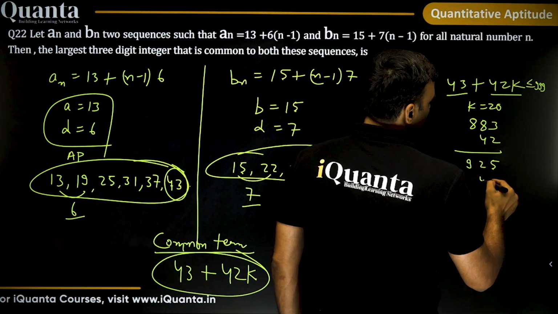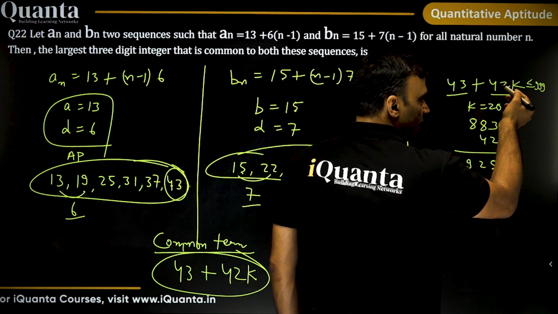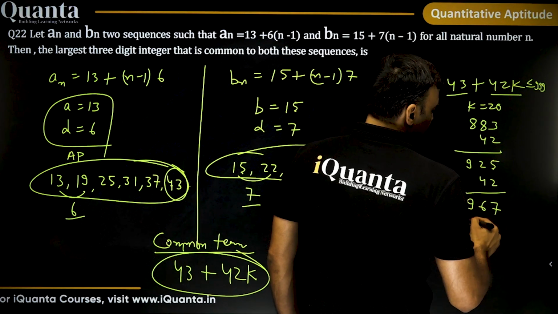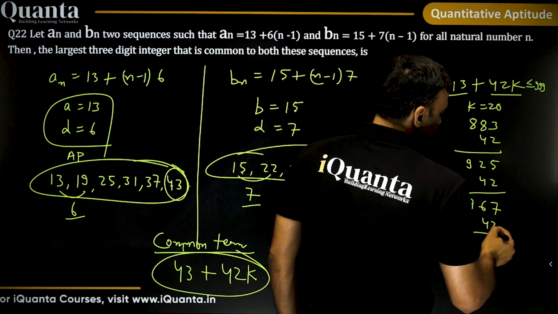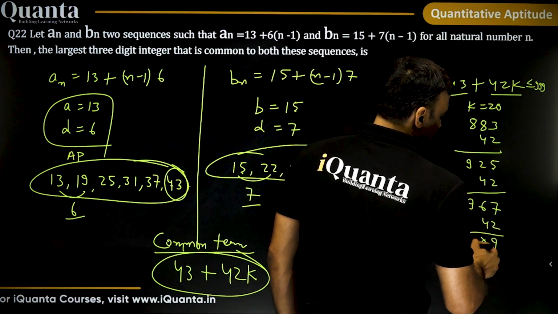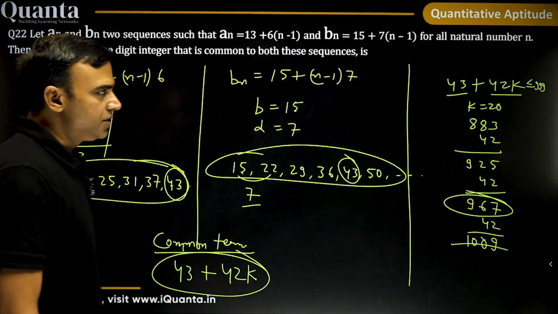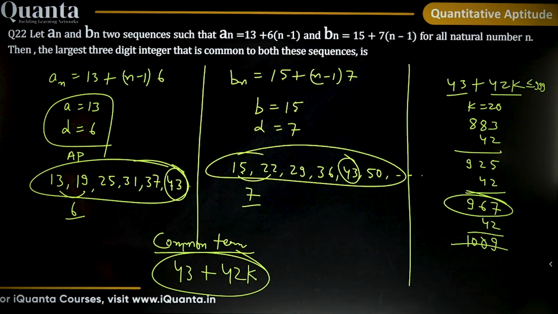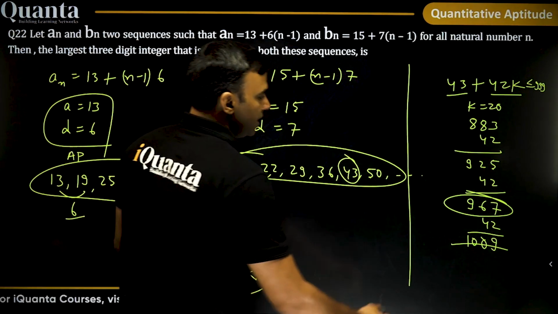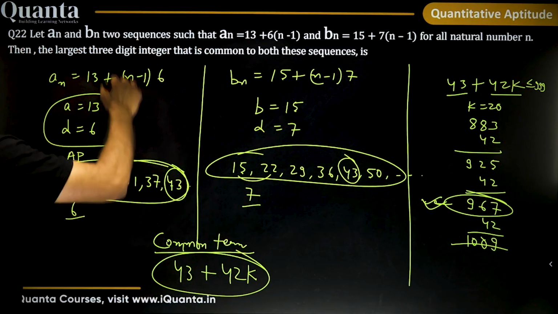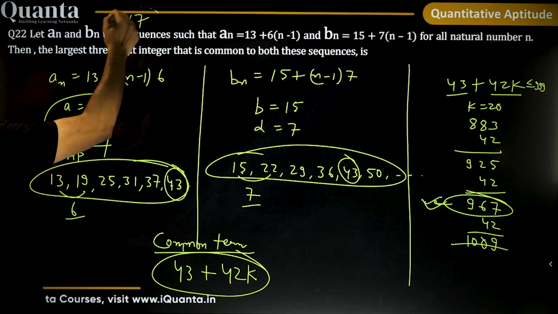No. One more, add 42. Go on, 42 is the common difference. So go on adding: 925 plus 42 is 967. Again add 42, so 967 plus 42 is 1009. So this is a four-digit number, and 967 is the largest three-digit number. Whatever way suits you, you can do that. So the largest common number is 967, a three-digit number. So the answer of this question will be 967, and that's it.